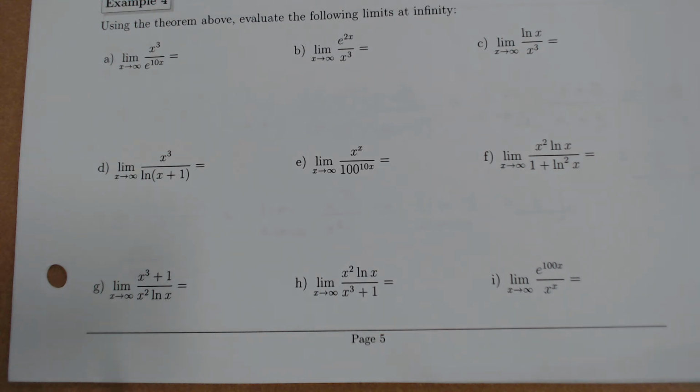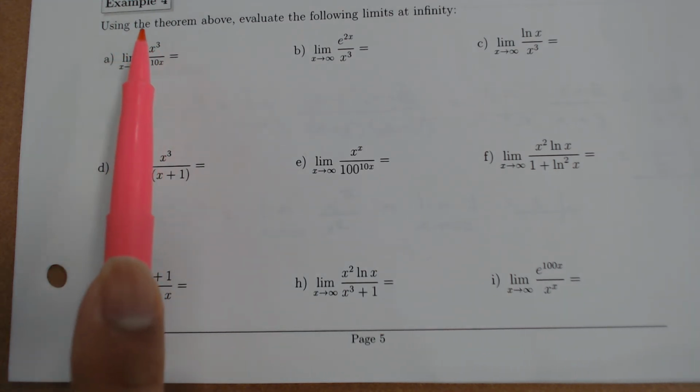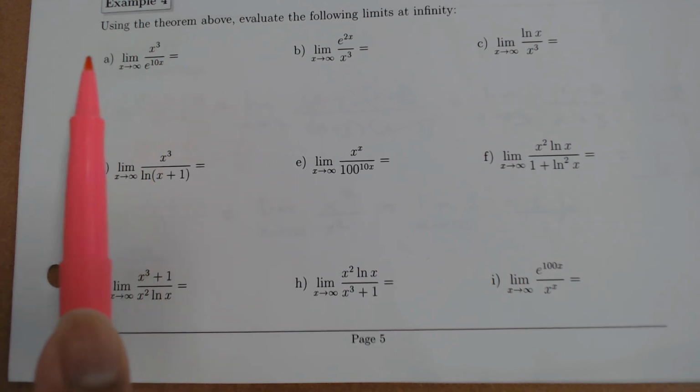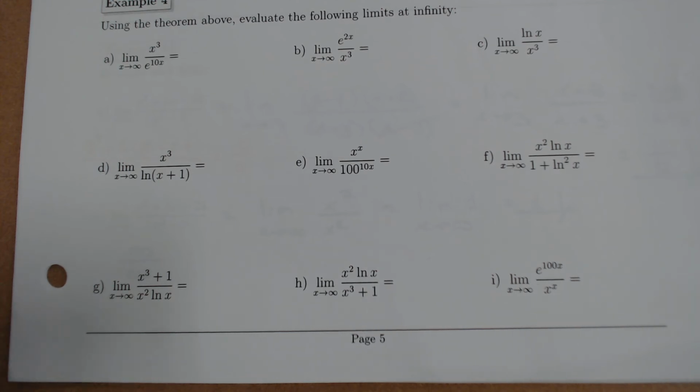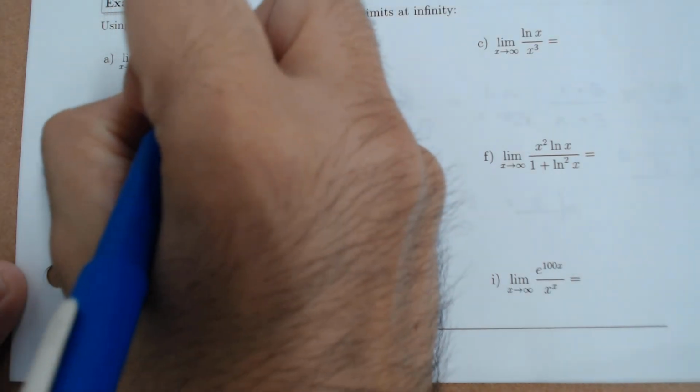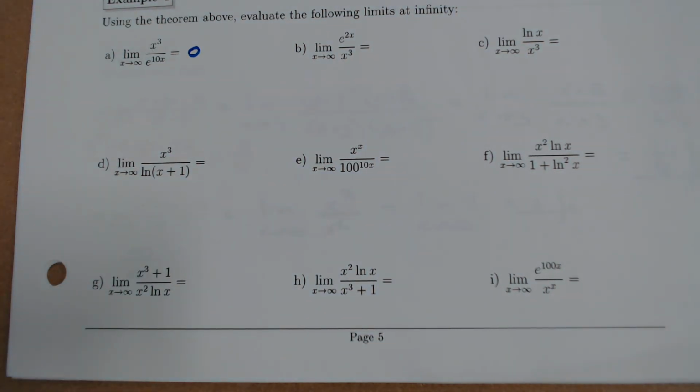And of course, let's have a look at letter A. So what do we have in the numerator? We have a polynomial over an exponential. Which one grows faster? The polynomial or the exponential? So the denominator is larger, the limit is 0. And this is just by looking at the limits, not even checking for an indeterminate form, doing L'Hopital's rule. In this case, how many times? 3 times. No, we don't need to do that.